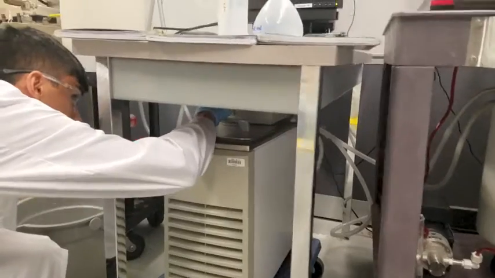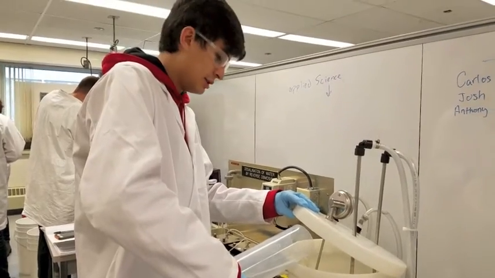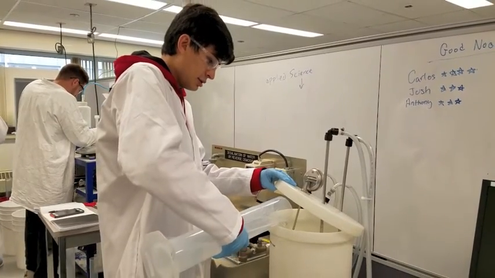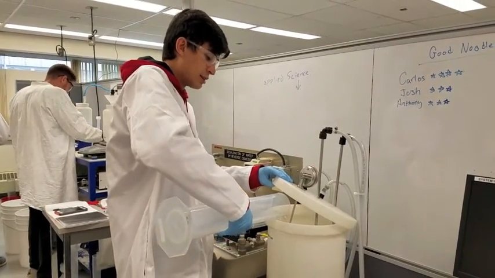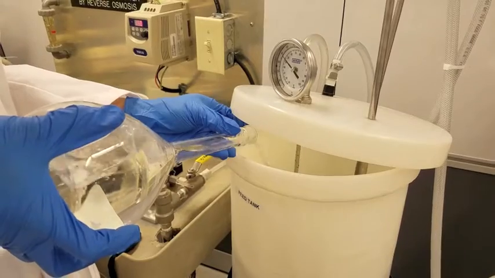Turn off the pump and chiller and drain out the feed tank by opening the bottom valve. Fill the feed tank with 10 liters of tap water and run the RO system for 5 to 10 minutes. Drain out the feed tank again. Repeat this process again with tap water, and then finally with DI water.